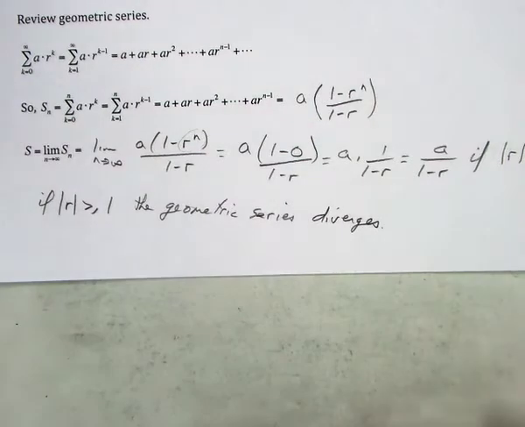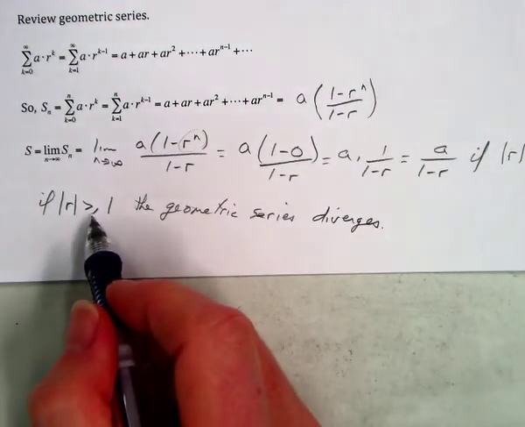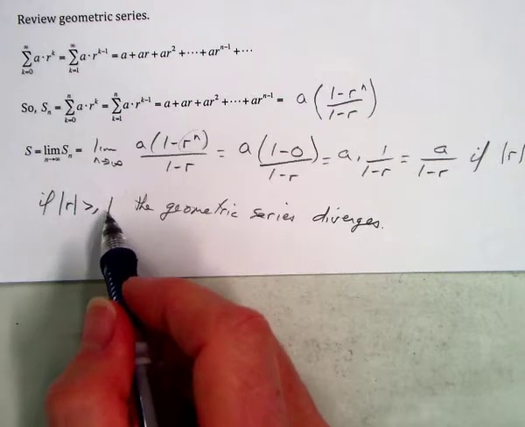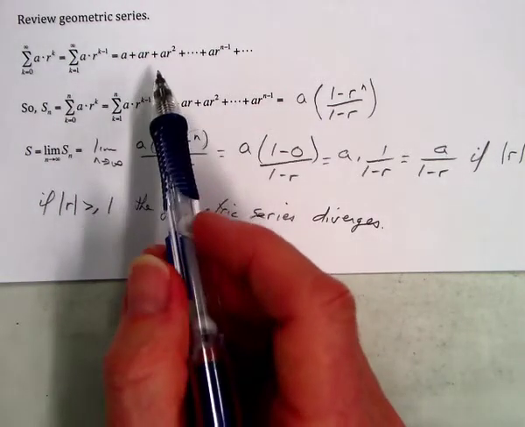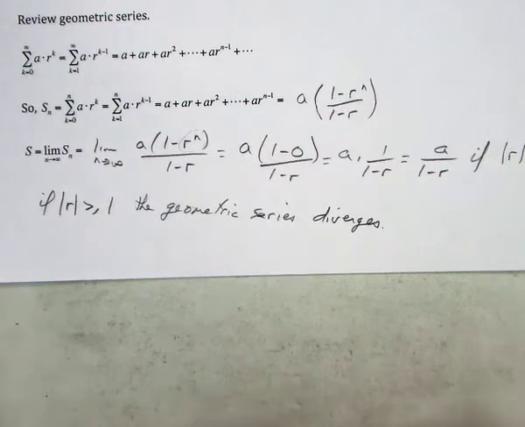So we're going to be using this. We want to be able to recognize it. One that maybe it's not so clear immediately is if r equals 1, but you can think about it. If you're adding, in essence, a plus a plus a plus a an infinite number of times, you're going to infinity.